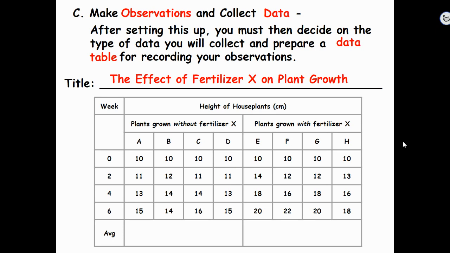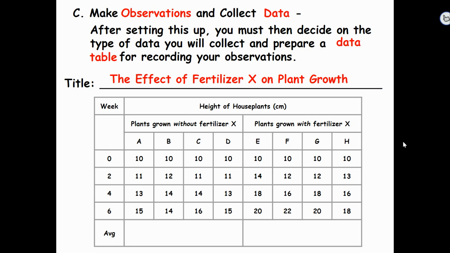E grew 4 centimeters, F grew 2, G grew 2, and H grew 3. So we're starting to see a change. Okay? Starting to see that the experimental group, E, F, G, and H, they're a little bit taller after a couple weeks. And then look at after 4 weeks, 2 more weeks, week 4, and then 2 more weeks, week 6. Look at the final numbers.